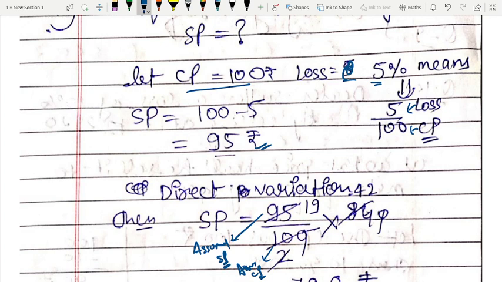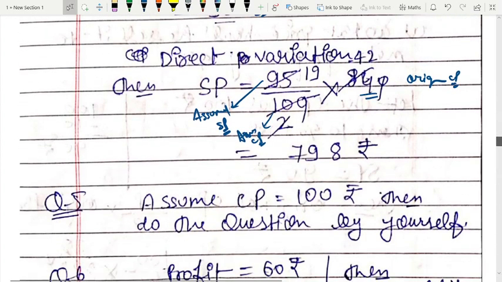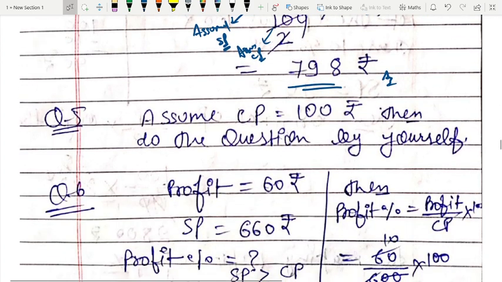Multiply by 840, which is our original cost price given. By this we can solve and simplify to get the selling price. 798 is our selling price, which is our answer. Now in question number 5 also, assume the cost price 100 just as we did in question number 4, and then do the question by yourself.